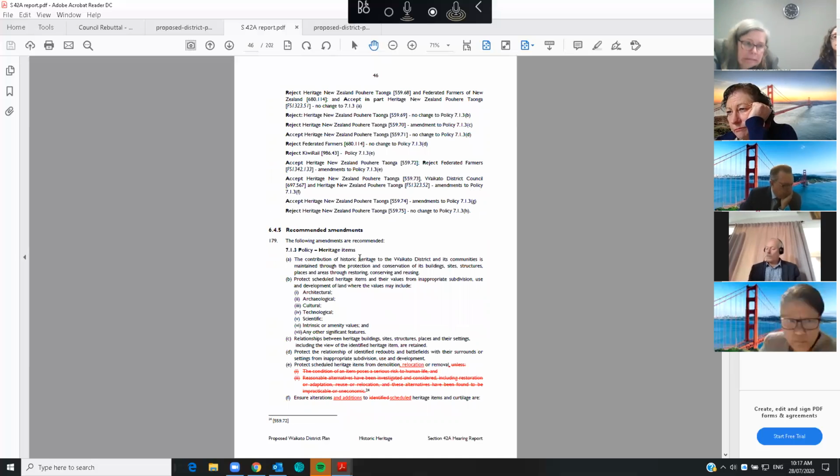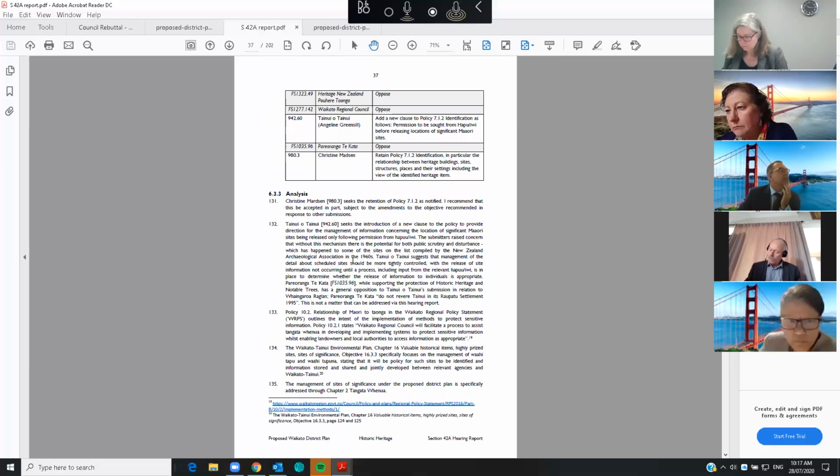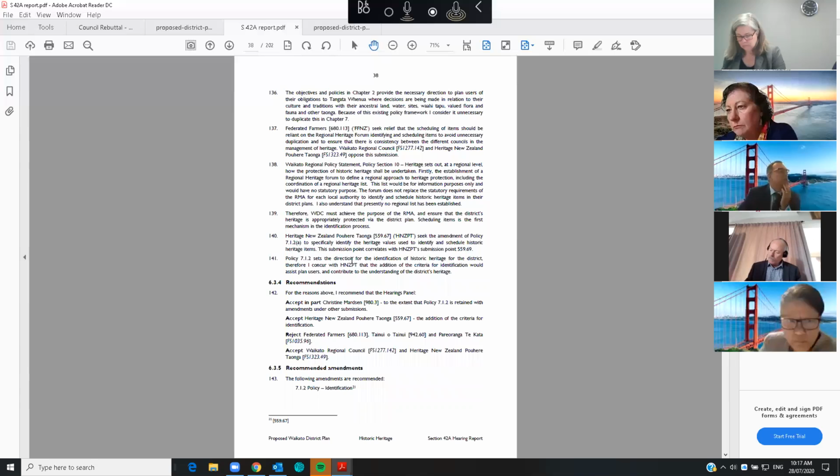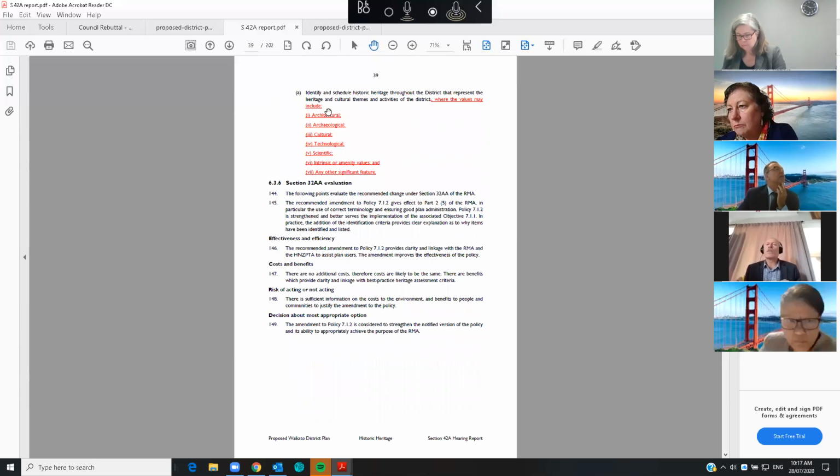That's helpful. Thank you. Getting on to perhaps more substantive matters, because I don't want to spend too much time on words. If we go to paragraph 143, which is the recommended amendments to policy 7.1.2, which is about the identification of heritage items, I suppose the first question is where it says the values may include, and there's a list. That implies that that's a non-inclusive list and there may be something else that applies. And when you look at the schedule, it uses those same general terms. So I guess the question is, is having a non-inclusive list there appropriate?